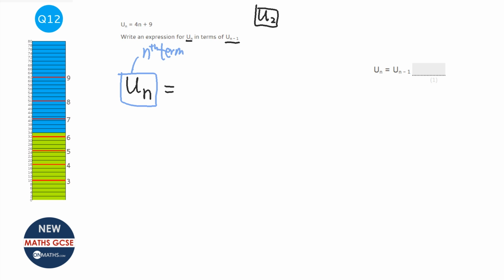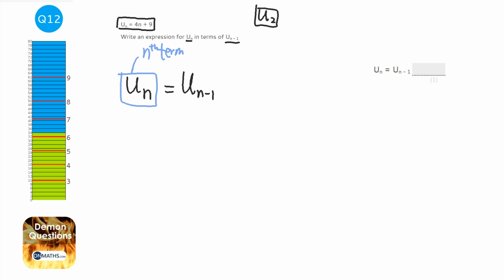So how do you get the nth term from the (n minus 1)th term? That just means the previous term. So this question's asking, what do you do to the previous term to get the next term? Well, if you're not quite sure what the answer would be, we could just write out that sequence. So the first, second, third and fourth term. Let's do a few terms.